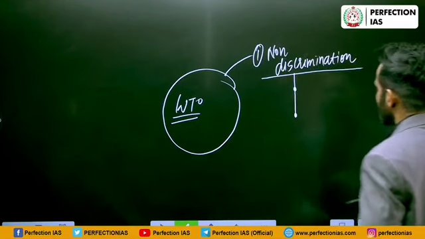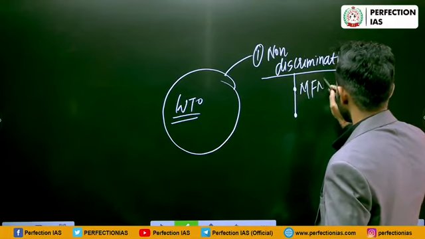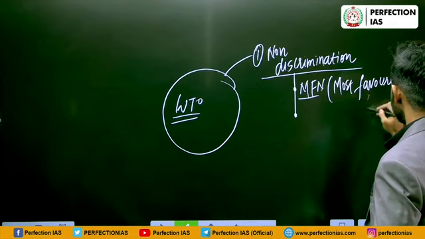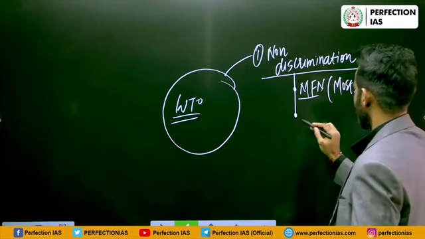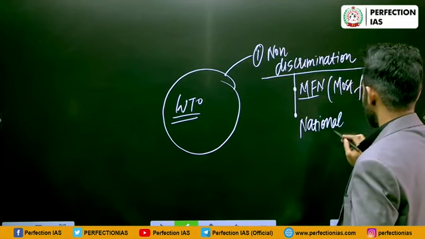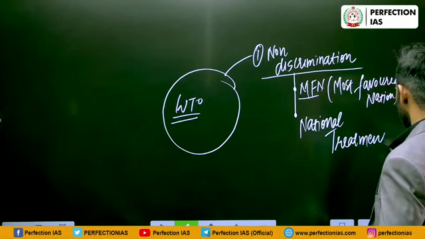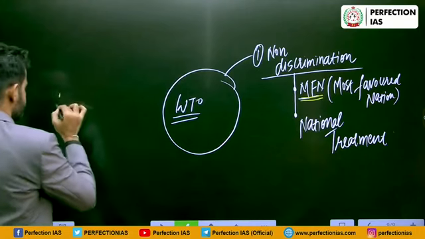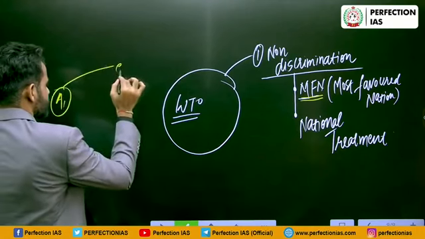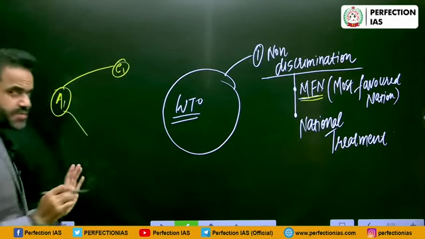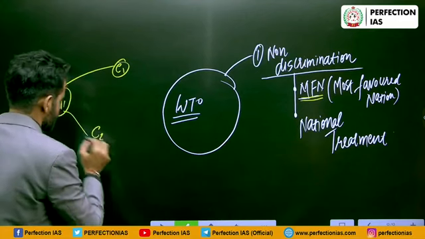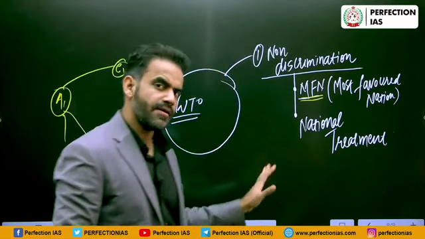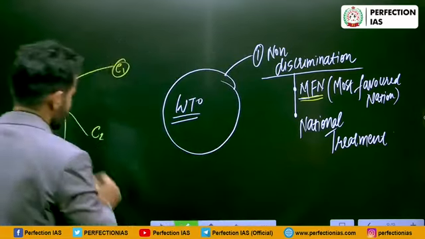Two major components of non-discrimination are most favored nation, MFN, and second is national treatment. Most favored nation means if suppose there is a country A or A1, if it is giving special treatment to C1, then this country will have to give the same treatment to the rest of the WTO members, for example C2, C3 and so on. That means if you are giving special or favoritism treatment to one nation, you will have to extend those benefits to the rest of the members. So this is most favored nation.